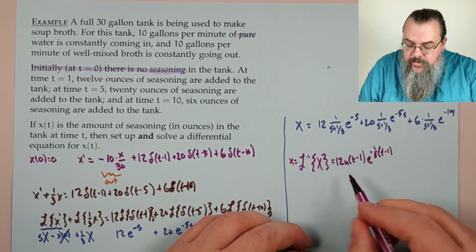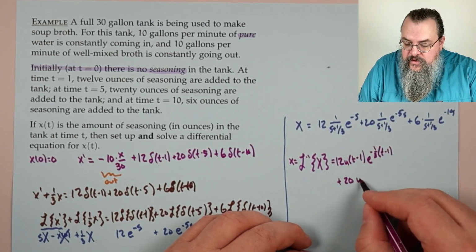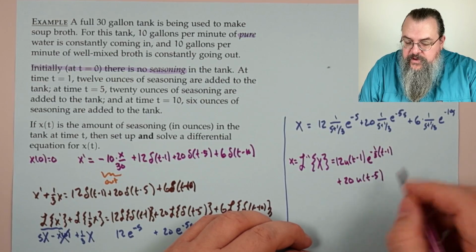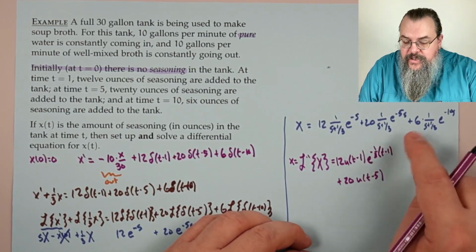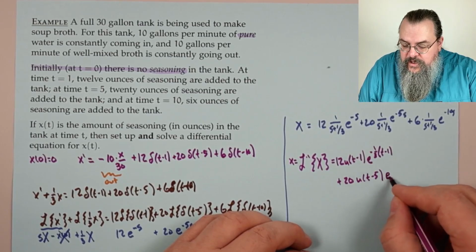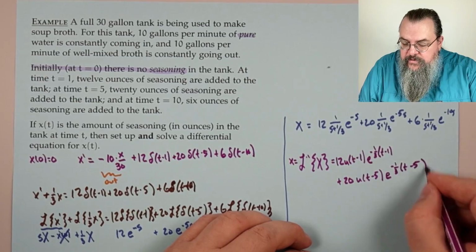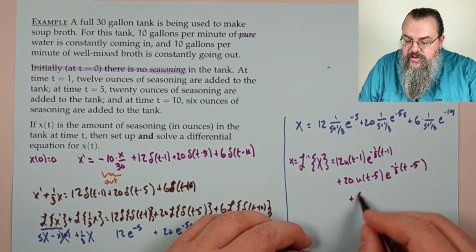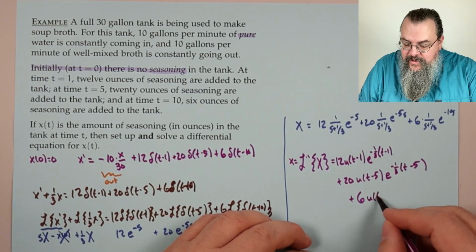Okay, then the next term, plus 20, e to the minus 5s, u of t minus 5. Then here, it's e to the minus 1/3 t, but, of course, we have the shift, so it's e to the minus 1/3 t minus 5, plus 6, u of t minus 10.